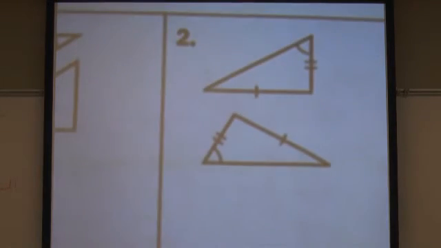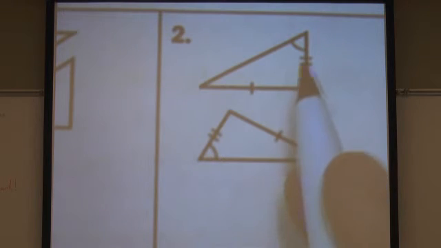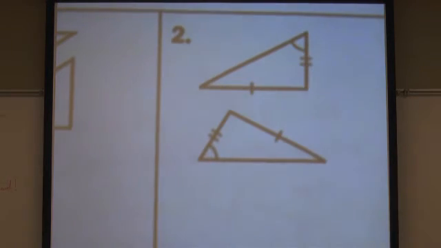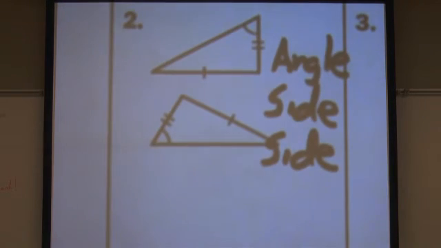Question 2. We do have two sides and an angle on each triangle, but is the angle in between the two sides? No, the angle is not in between the two sides, so we can't use SAS on this one. We cannot show that these triangles are congruent, because what we do have, instead of an SAS, we have an angle, and then a side, and a side. Angle, side, side. And there is no angle, side, side.